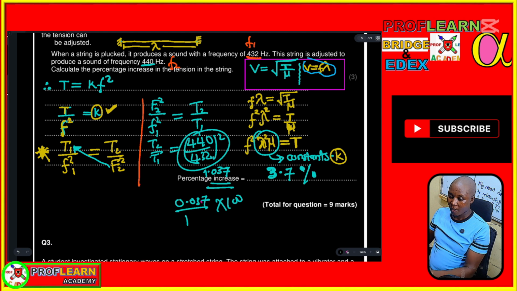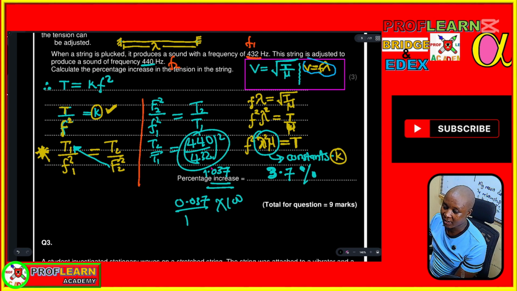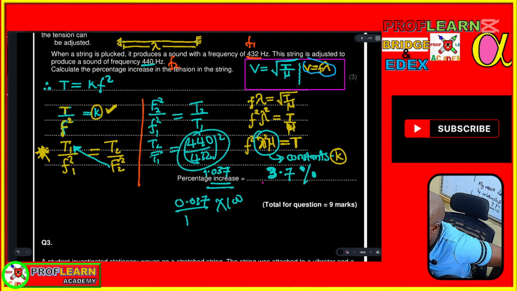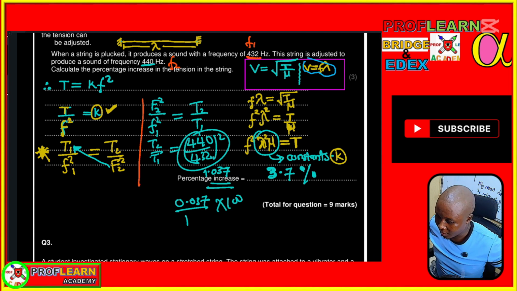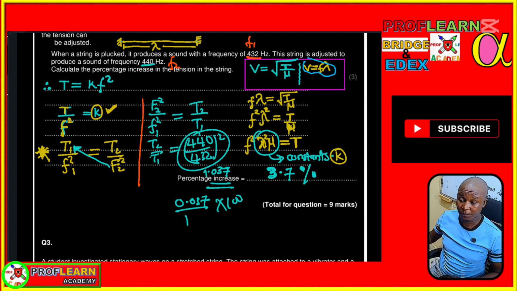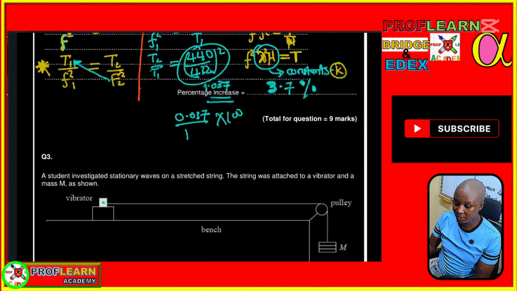1.037. So we can now work out the percentage increase, because already this is the increase, so the percentage increase will be the original over the increase, which is 0.037 times 100, and that becomes 3.7% as the percentage increase in that particular point. So basically that's what we are supposed to do in that case.